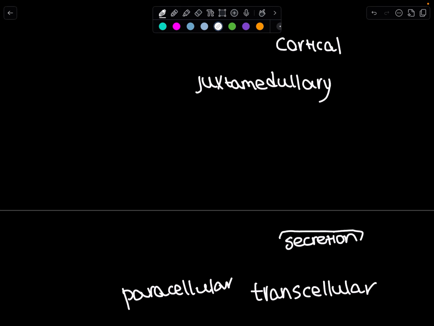One is between cells and the other is what? Transcellular transport moves substances through the tubule cells, crossing their membranes. Paracellular transport goes between the cells via tight junctions. Want an example of either? No, that's okay.